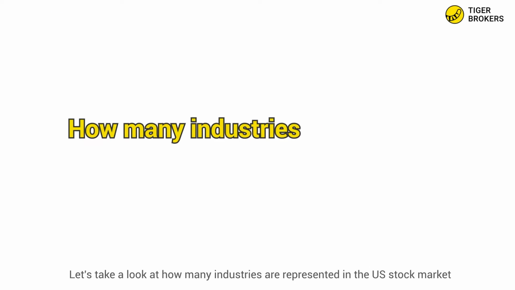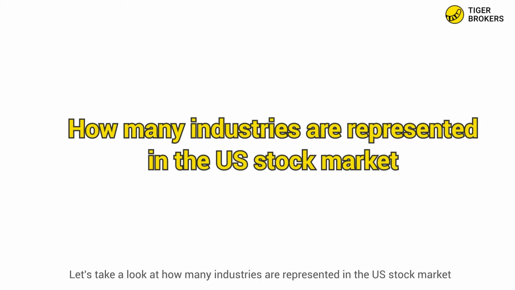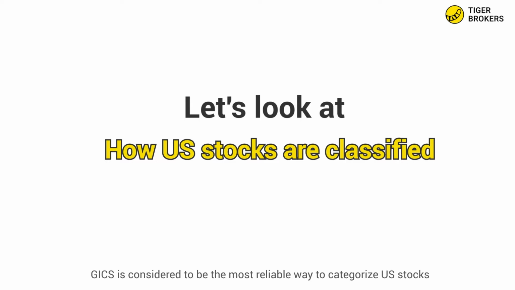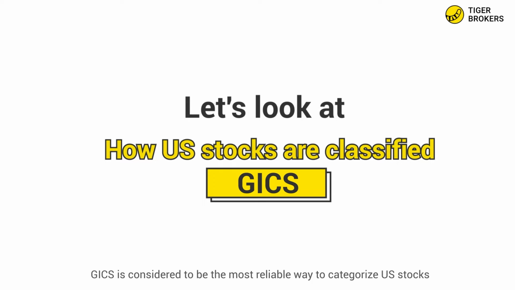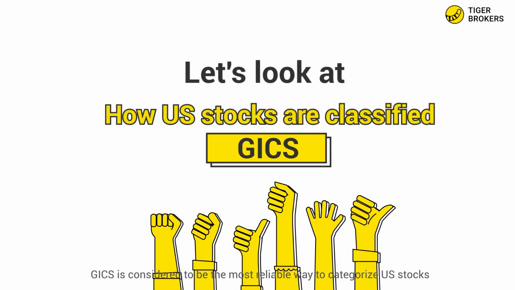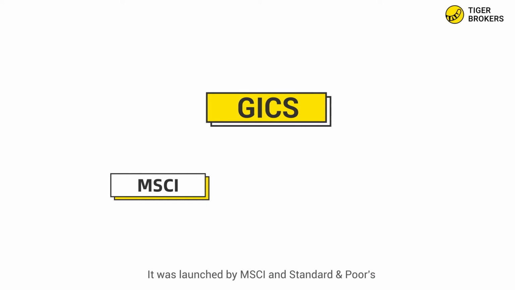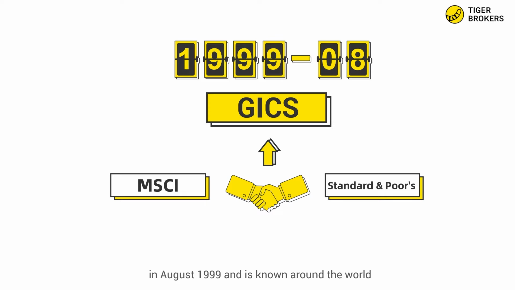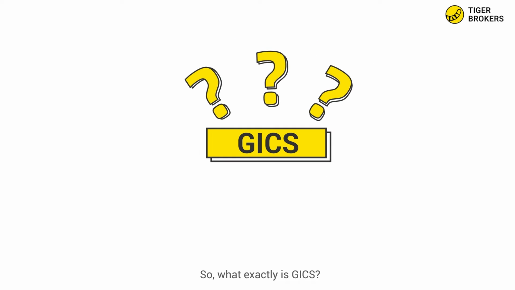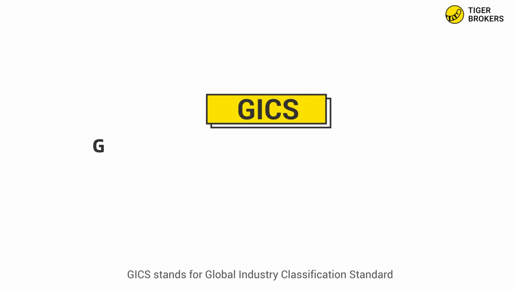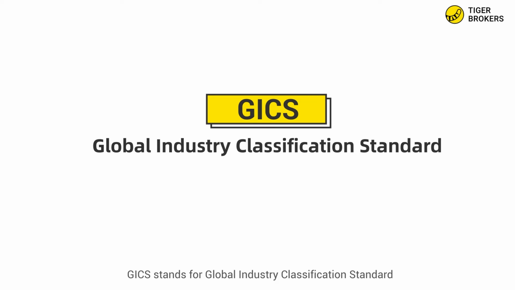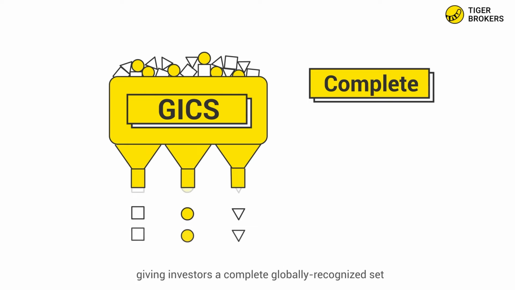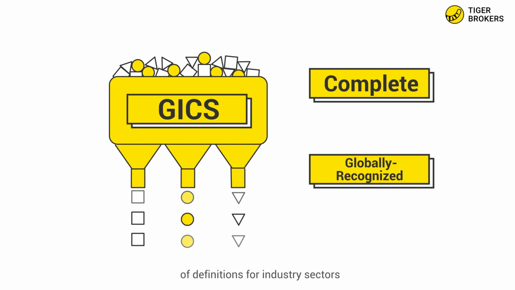Let's take a look at how many industries are represented in the US stock market. First, let's look at how US stocks are classified. GICS is considered to be the most reliable way to categorize US stocks. It was launched by MSCI and Standard & Poor's in August 1999 and is known around the world. So, what exactly is GICS? GICS stands for Global Industry Classification Standard. It's a model for classifying industries, giving investors a complete, globally recognized set of definitions of industry sectors.